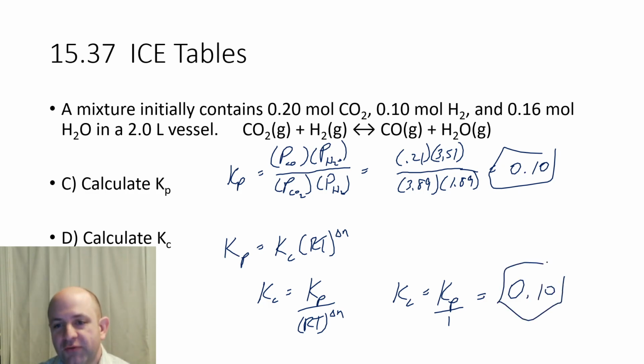Now, if it were a different number, if, say, it were somehow 2 moles of water here, then it would be 3 minus 2. This would be raised to the first power, so we would take Kp and divide it by RT and get our answer there. But in this case, hey, gases are equal. That means the equilibrium constants, whichever way we do it, concentration or pressure, they're both going to be equal.